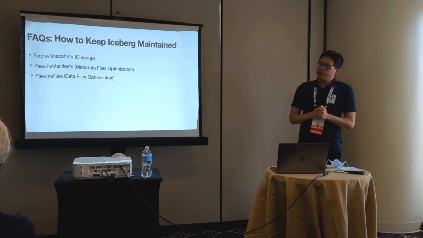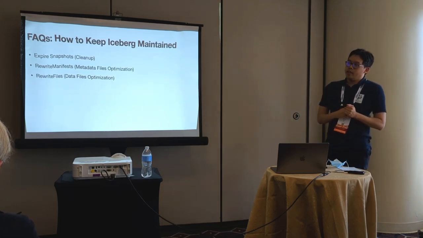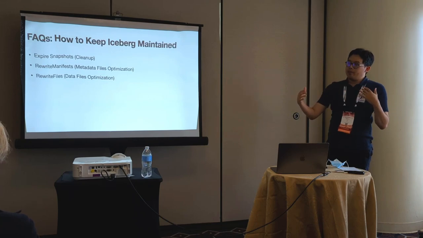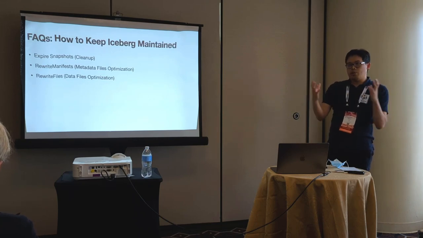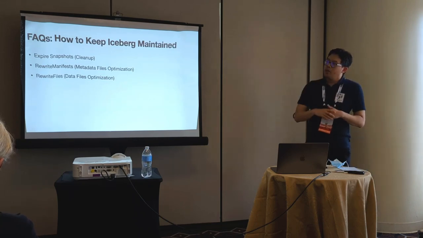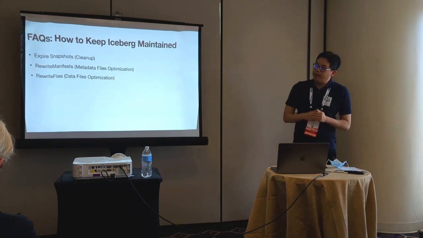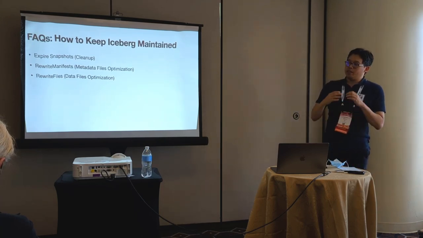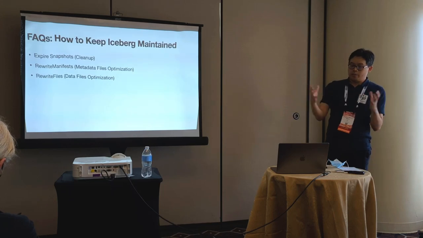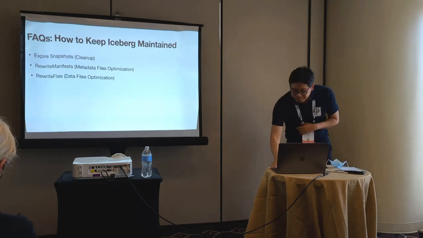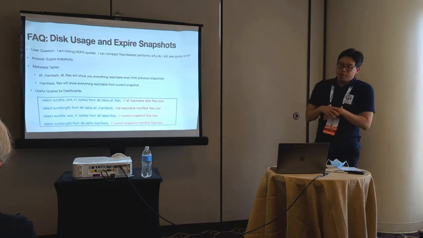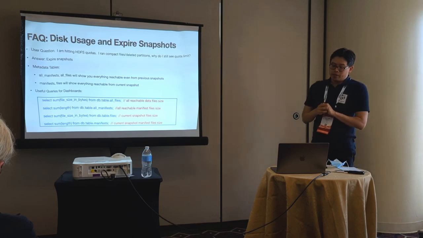Rewrite manifests is another operation to do periodically. That's because metadata files get defragmented and unorganized, and you want to get them in a better shape. And finally, rewrite files is data file optimization, meaning data files also get unoptimized, and you have to rewrite them to get in a better shape. So the first part is about expire snapshots.